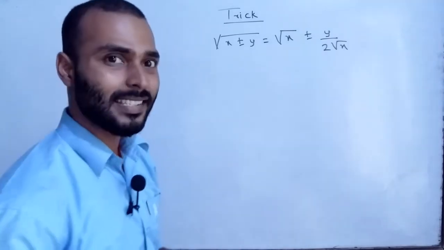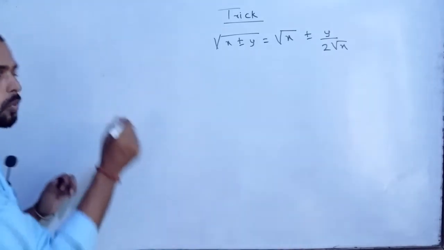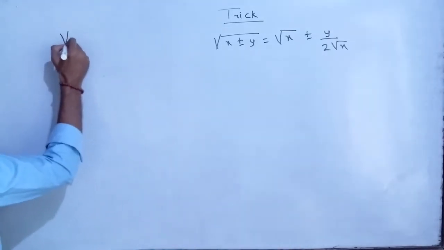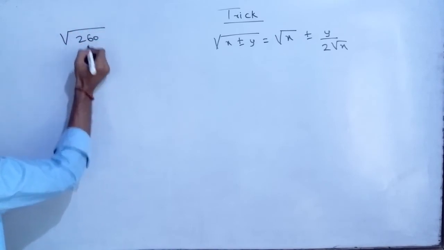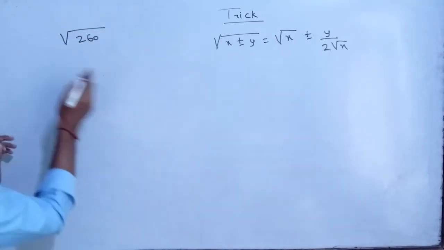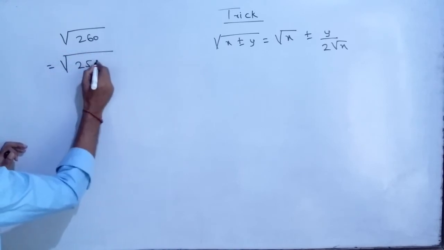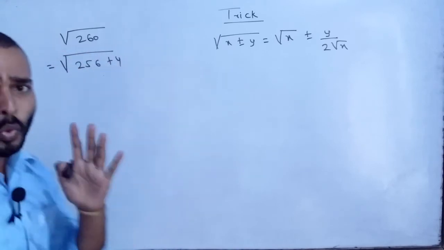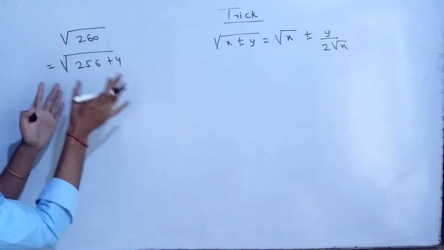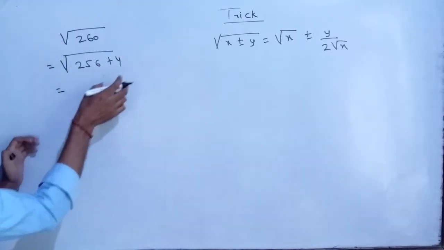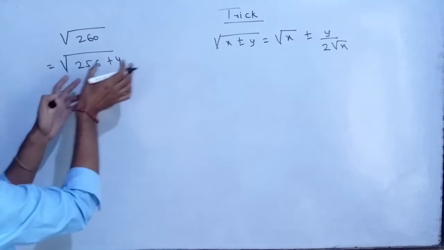The next question is root 260. You also find it. Root 260 can be written as root of 256 plus 4. Yes, root 260 can be written as root of 256 plus 4, and according to our formula it is root x plus y.